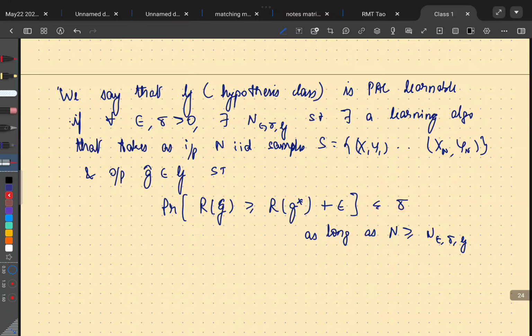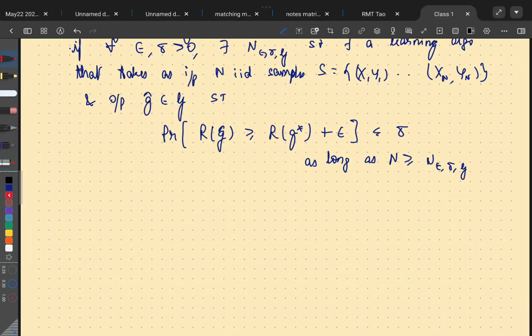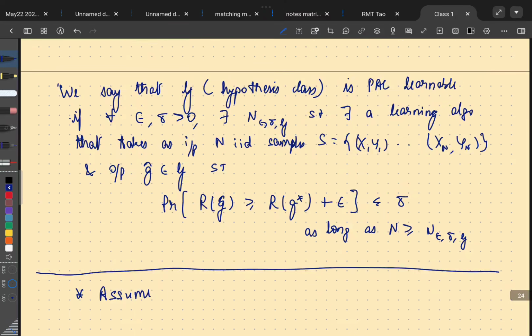Okay. So in fact, let's see why we can achieve this. We'll make some simplifying assumptions at the moment. So at the moment, this is just a definition. A hypothesis class is PAC learnable if I can design a learning algorithm that achieves this. A particular hypothesis class may or may not be PAC learnable. I don't know.